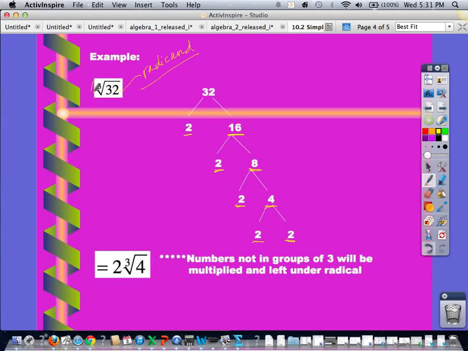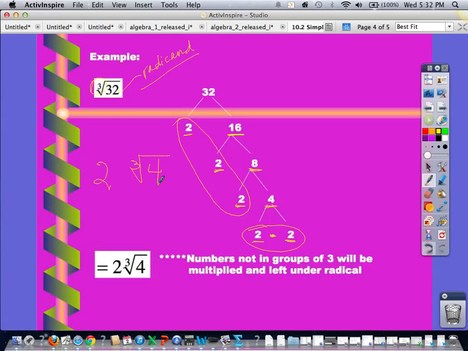Now, because I'm working with cubes, I have to have groups of 3. So I'm going to circle a group of 3, and that's going to come outside of my radical sign. And leave that little 3 in there. It's important. You have to have that 3. It means a totally different thing than a square root. And then whatever I have left over, I have this mess right here. That's not a group. You multiply whatever's left over together. So it's 2 times 2, which is 4, and that goes in the radical sign. Okay? So that is 2 cube roots of 4.